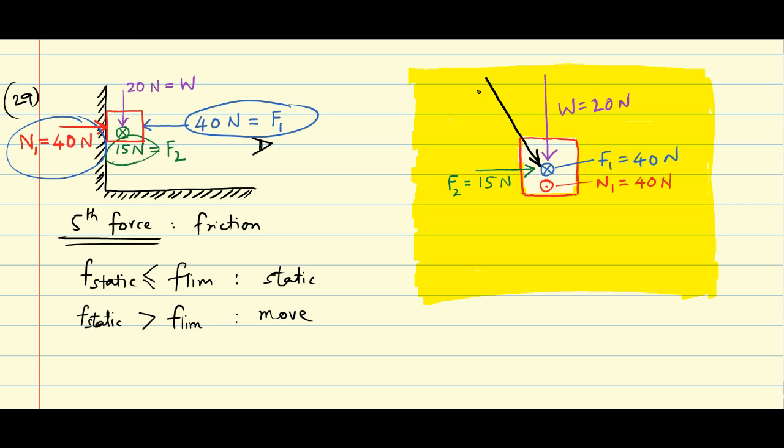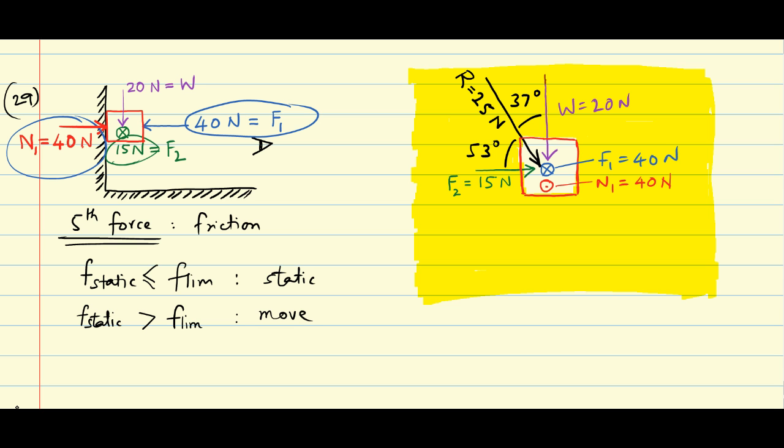So remember, the magnitude is 25 newtons, and you know that this angle is going to be 37 degrees, and likewise this angle is going to be 53 degrees approximately. And we can name this force, it's the resultant of F2 and W. We'll give it a name. I'll call it R. R is equal to 25 newtons.